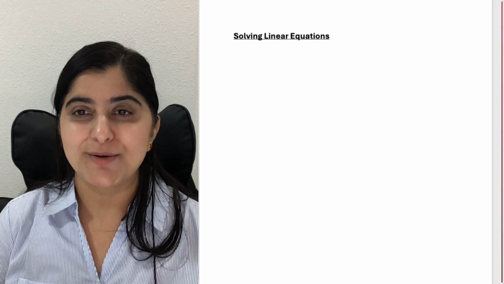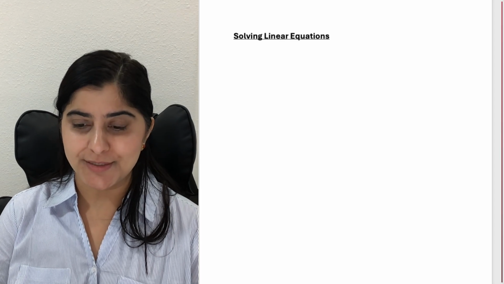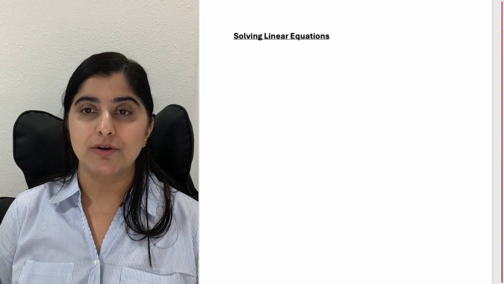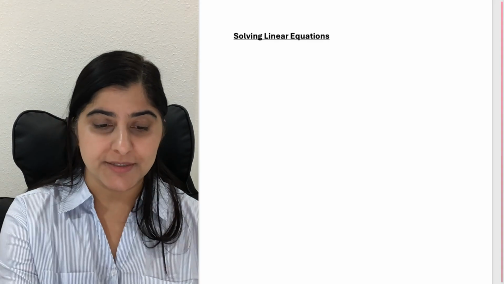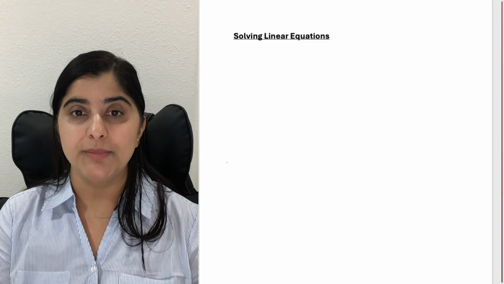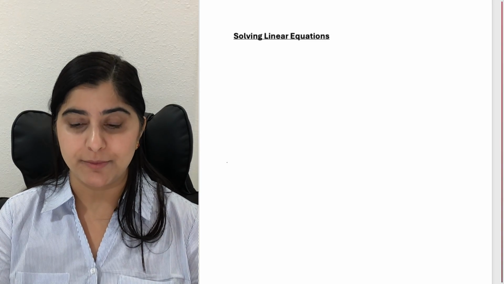Now let's talk about solving linear equations. So we will learn how to solve linear equations. Let's first talk about what we mean by equations, then what linear equations are, and what we mean by the solutions of linear equations.